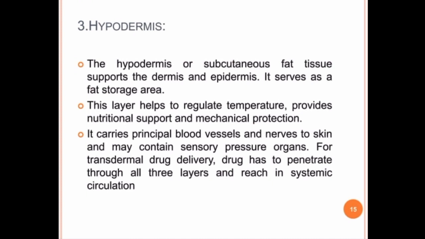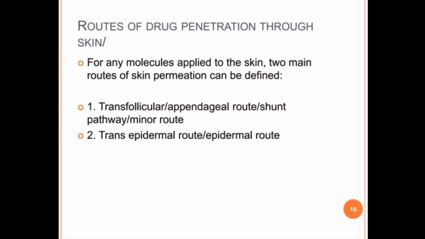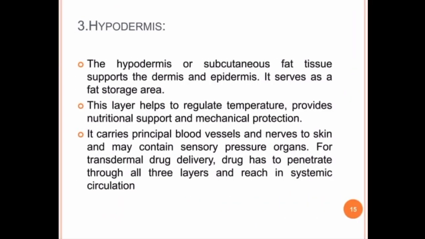Then comes the hypodermis. The hypodermis or subcutaneous fat tissue supports the dermis and the epidermis. It acts as a fat storage area. This layer regulates temperature, provides nutritional support and mechanical protection, and it carries the principal blood vessels and nerves to the skin. And for transdermal drug delivery, the drug has to penetrate through all the 3 layers, reaching the systemic circulation. So these are the different layers of the skin.